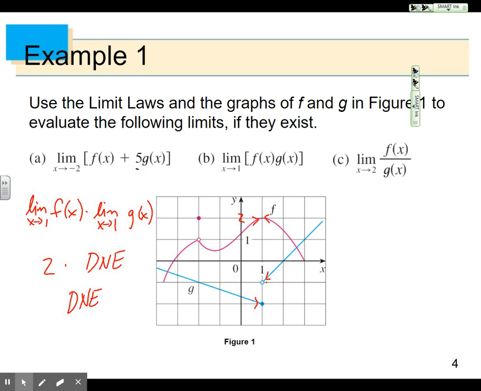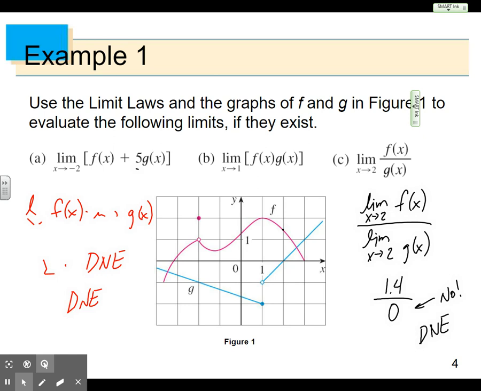All right, you guys got C. All right, I want you to use your limit laws, find out what the limit of that quotient will be. So hit pause, and I'll work it out as well. Once again, you're going to get the limit to not exist.